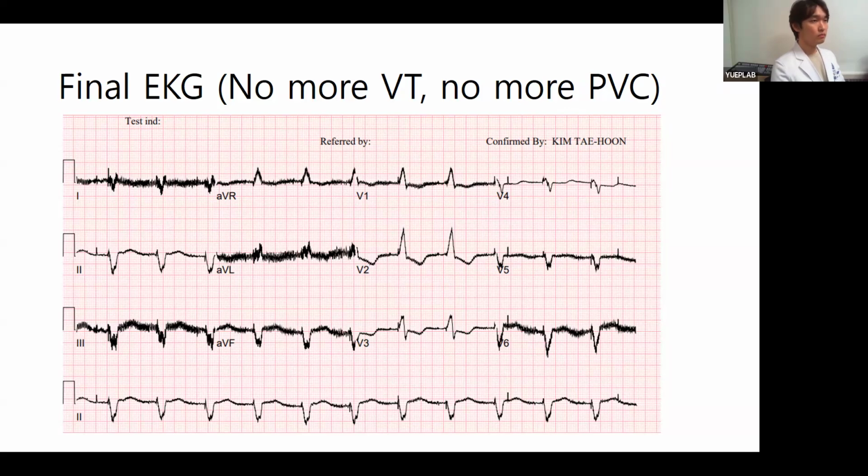But the most important one is shared decision making. So the heart failure team, EP team, and the transplantation coordinator all come together and discuss the future prognosis of this patient. That is more important.